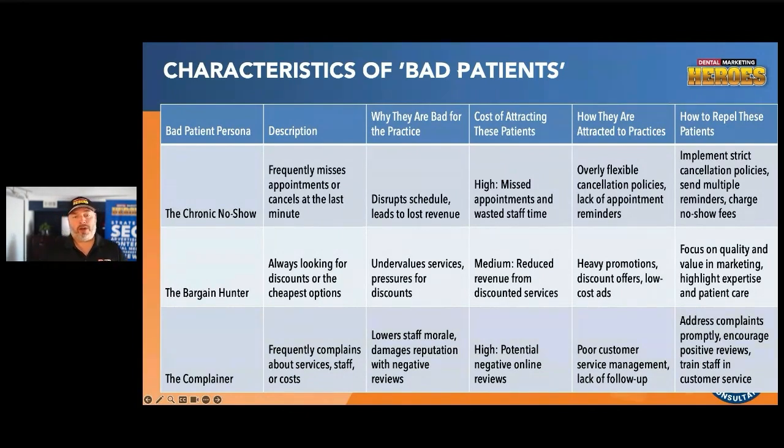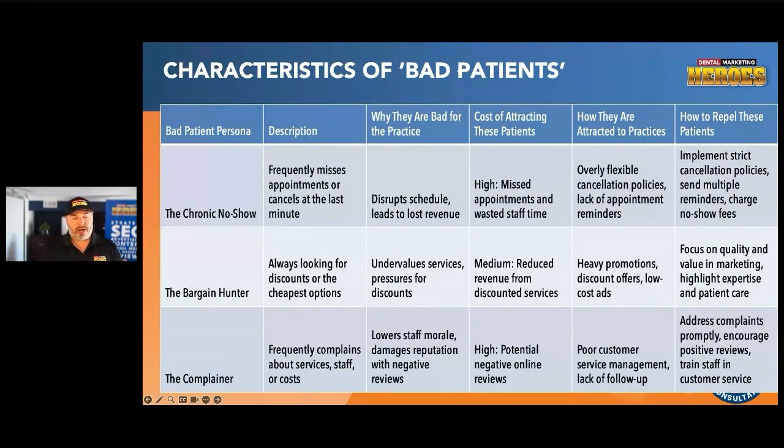This one is super common from a marketing perspective because they're always looking for discounts or the cheapest option. And in a lot of communities where there are many dentists trying to get a competitive advantage, a lot of discounts are out there. And so these types of people can hop from dentist to dentist looking for the latest deal. Why are these bad for the practice? Because they undervalue your service. And there's pressure for discounts. They're always pressuring you for discounts.